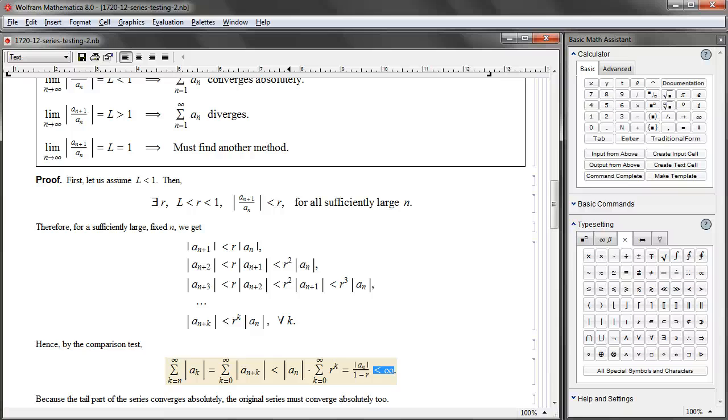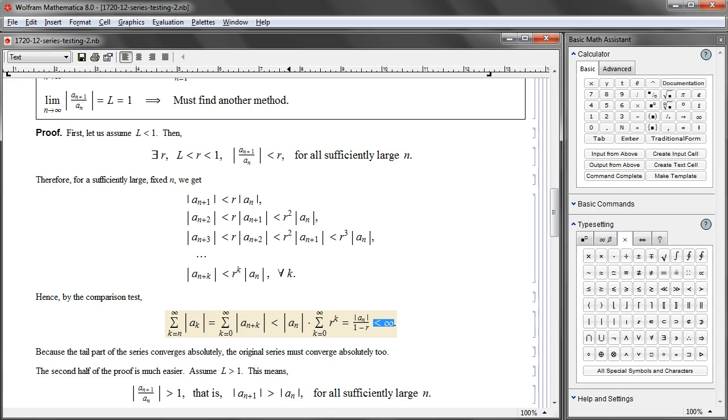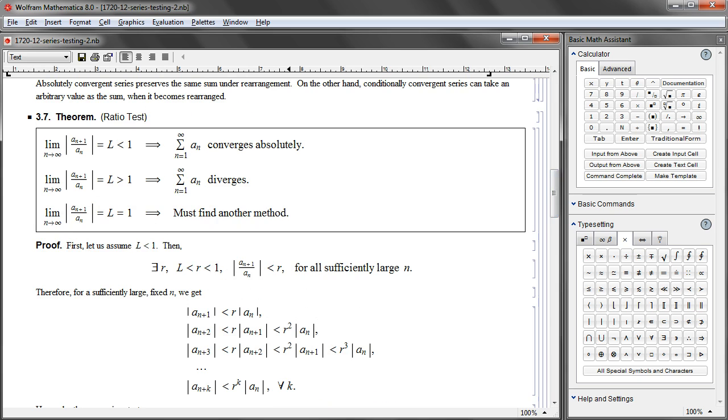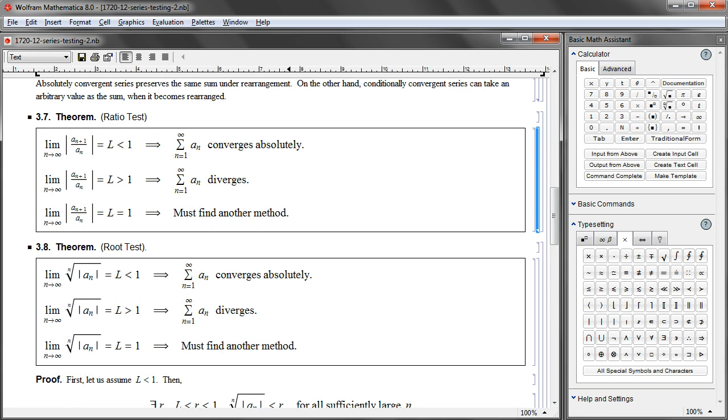So consequently, the entire series of absolute values is bounded. Consequently, we have to have convergence. The series of absolute values converges, so we have to have convergence too. So this is absolute convergence. Now what if L is greater than 1? In that case, |a_{n+1}| is greater than |a_n|, so the general term does not go down to 0. So the nth term test for divergence applies. So we have to have divergence.